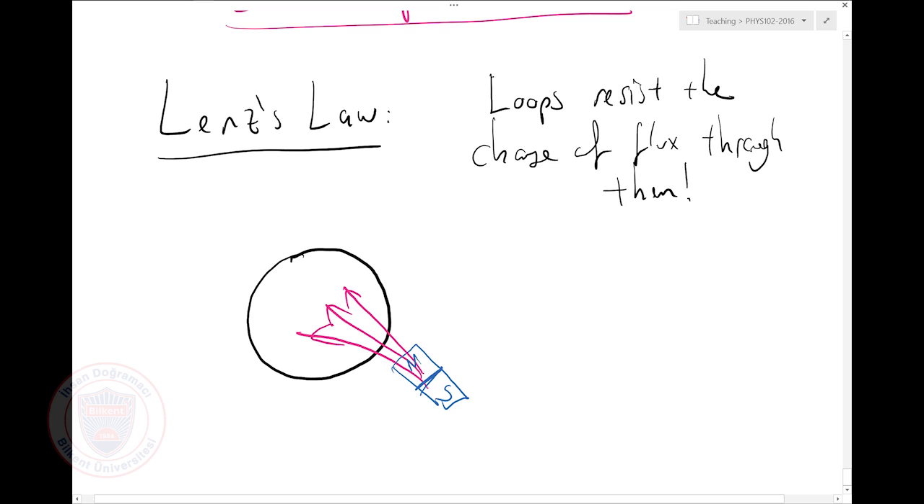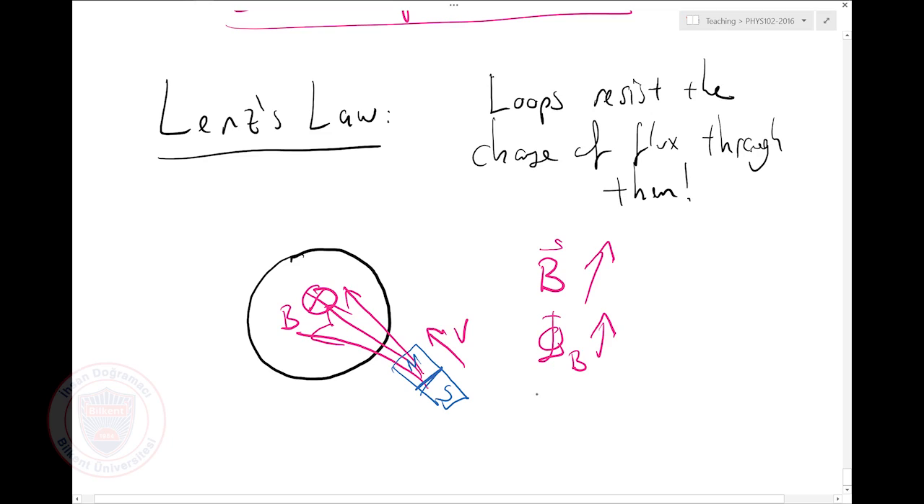Now, B is going into the loop. If I move my magnet towards the loop, is B going to increase or decrease? B inside the loop will increase because my magnet is coming closer to the loop. So the flux passing through the loop, is it going to increase? Obviously, the loop area is constant, so flux is going to increase.